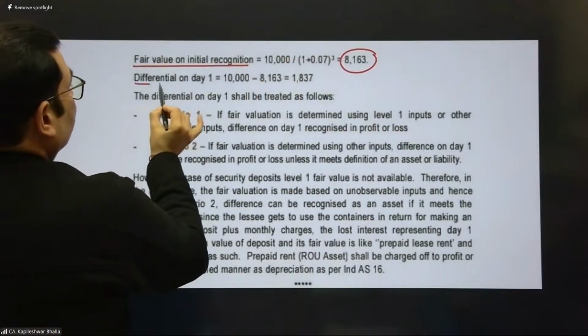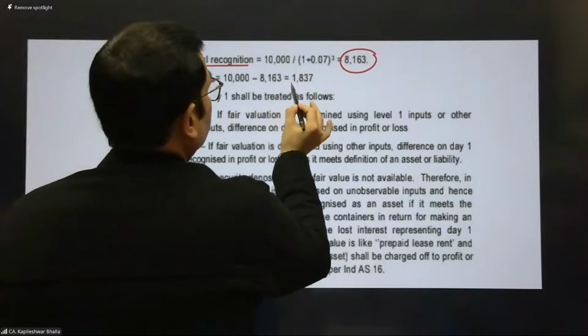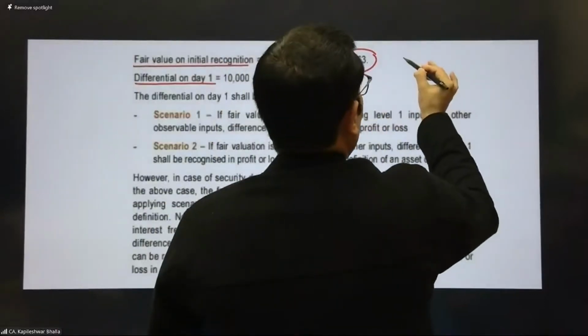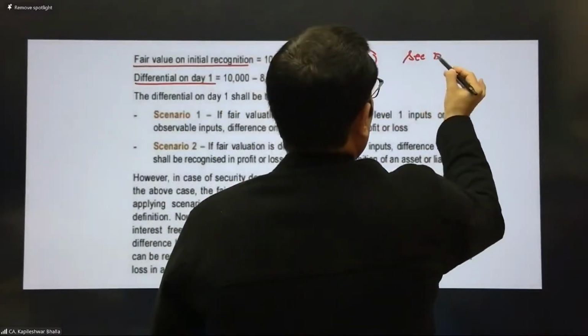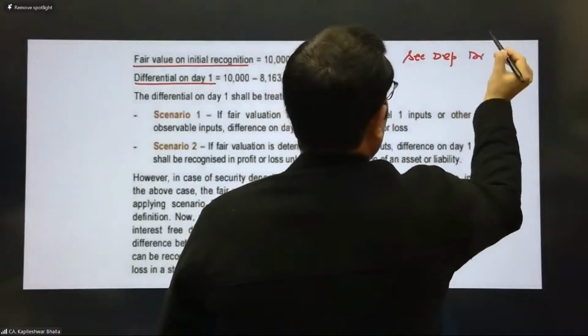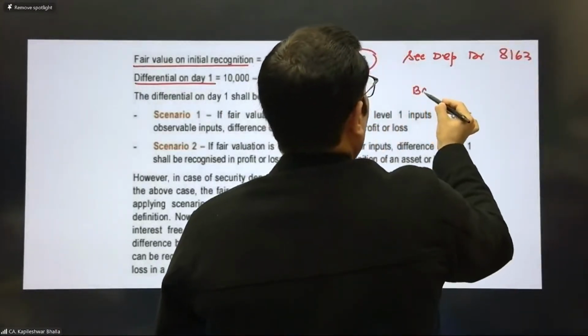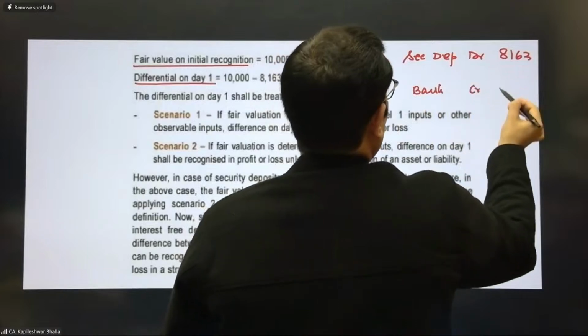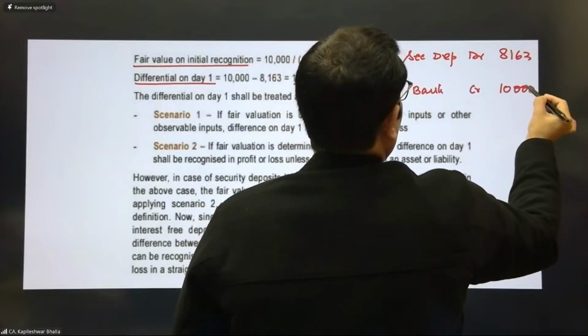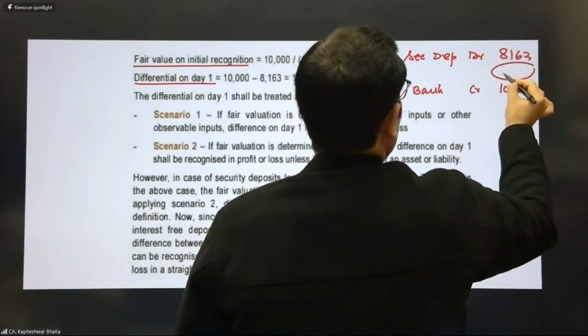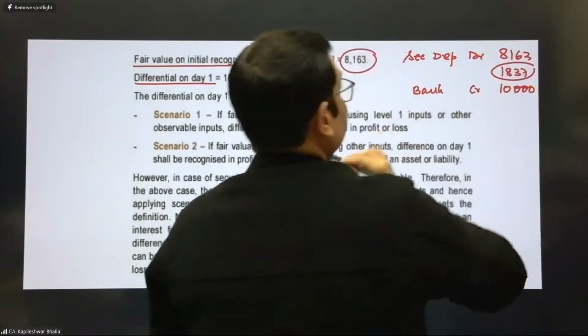So there is a differential on day one. If I look at the entry, the security deposit gets a debit at a fair value, which is 8163. And the outflow, which is the bank, is to the extent of 10,000. And there is a difference of 1837 in the entry.